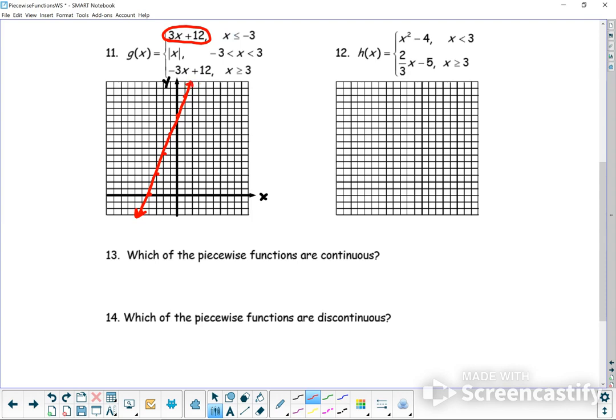And we only want it for less than or equal to -3. So I'm going to go to -3. So -3 is right here, and I want to erase everything to the right of that because I only want less than or equal to -3, which means that it should be right there.